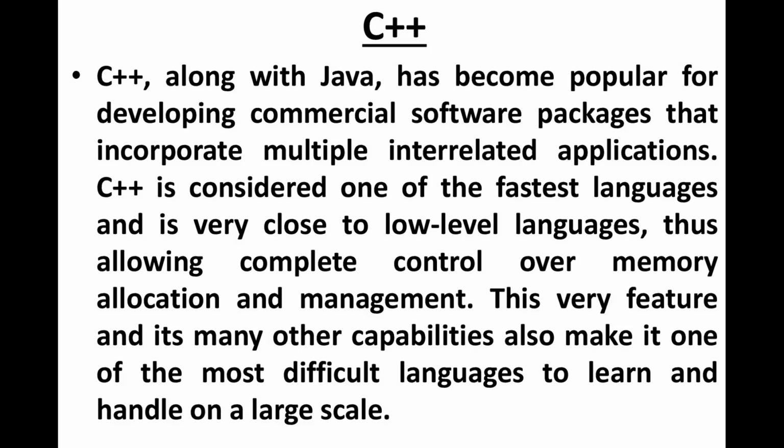C++ is considered one of the fastest languages and is very close to low-level languages, thus allowing complete control over memory allocation and management. This very feature and its many other capabilities also make it one of the most difficult languages to learn and handle on a large scale.